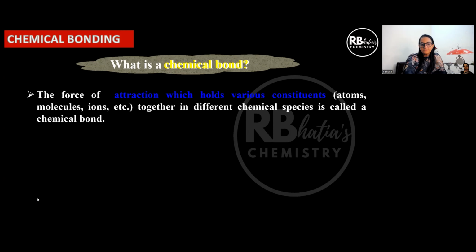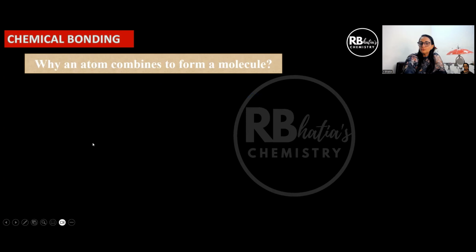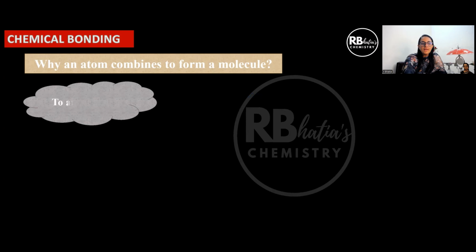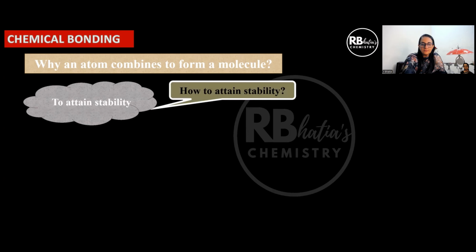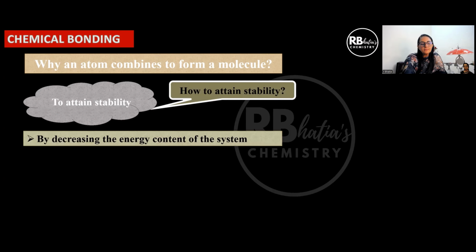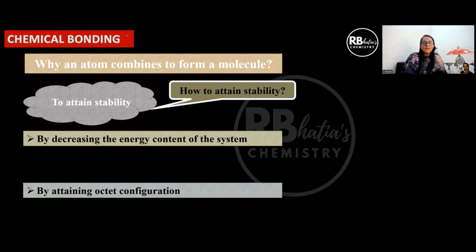And now, why does an atom combine to form a molecule? So basically, why do atoms combine to form molecules? The basic reason for atoms to combine to form molecules is to attain stability. And how do they attain stability? By decreasing the energy content of the system and by attaining octet configuration.